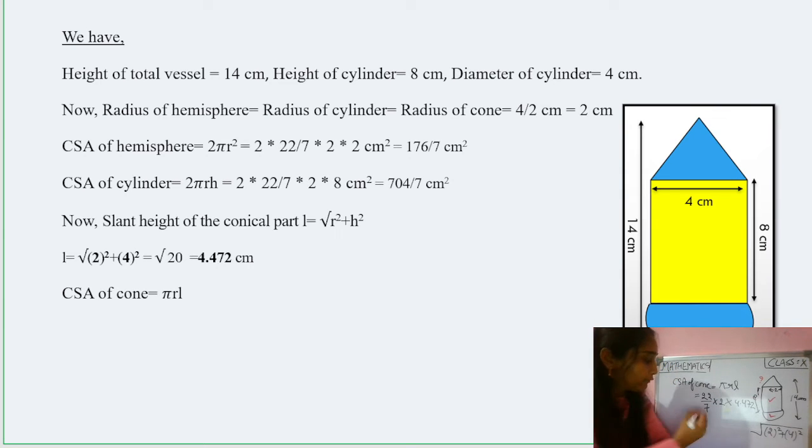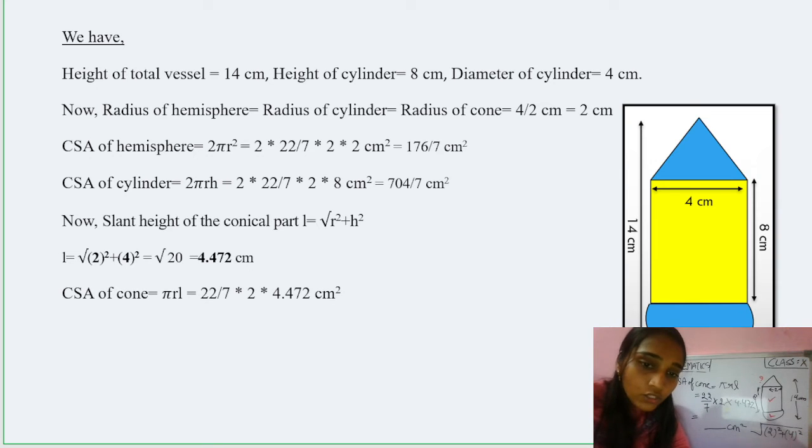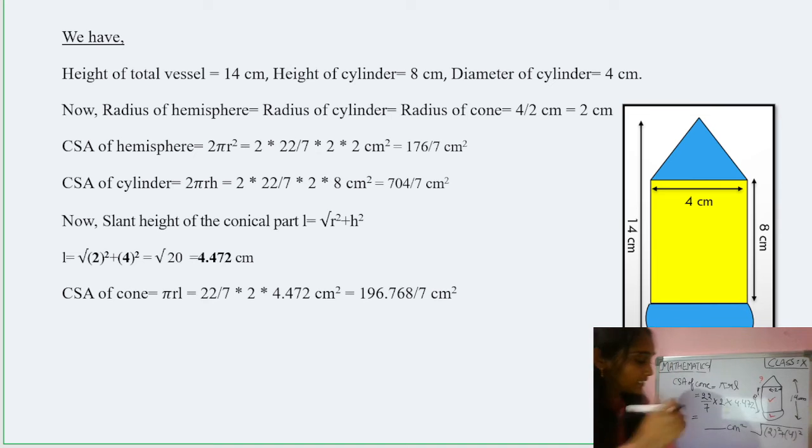Now tell me, have you found out the curved surface area of cone? Okay, just take a few seconds or minutes and let me know the answer. Have you got it? Yes, okay. So it will come out to be 196.768 by 7. So students, do perform these calculations very minutely and carefully, because we need to take care of the decimals as well.